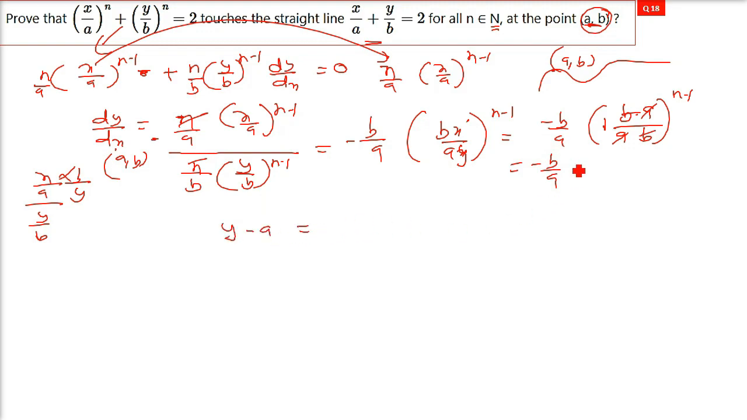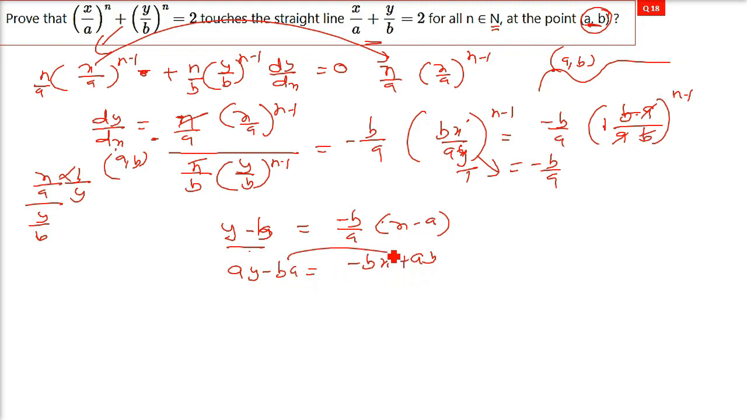Now we have the slope, and we have the point a and b, so we can formulate an equation. y minus y1 equals m times x minus x1. Here x1, y1 is a and b, and dy by dx is minus b by a. So just use it. This is the actual equation which we formed, and we'll try to achieve that middle equation from here. So let's just cross multiply. ay minus ba equals minus bx plus ab, and this goes here, this goes here. So bx plus ay is equal to twice of ab.